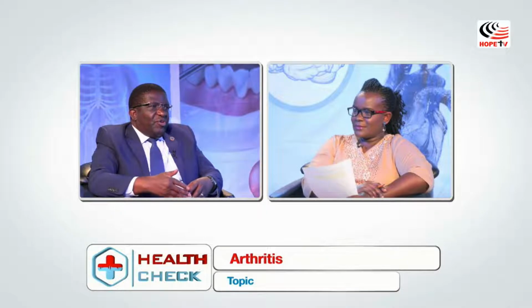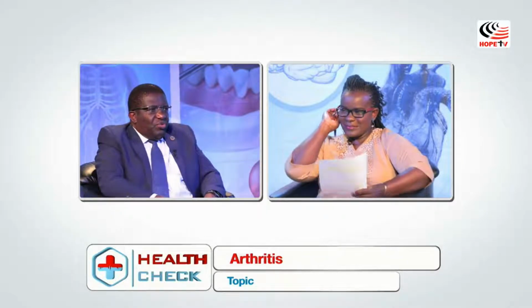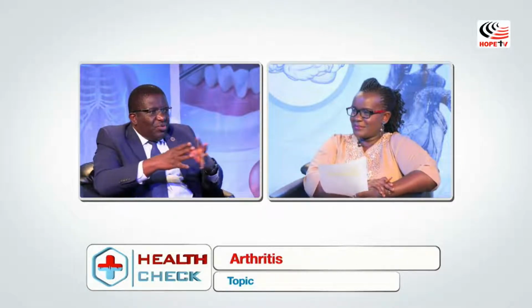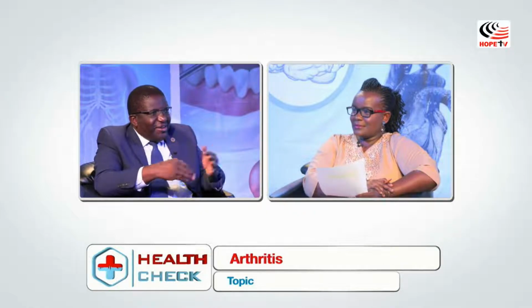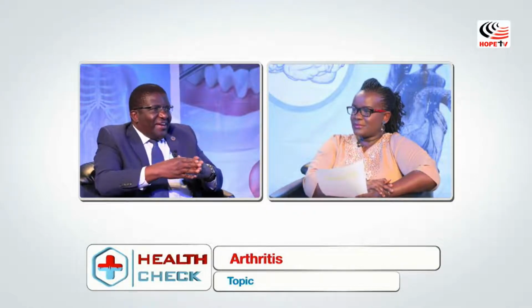What is the gender of the patient? What is the age of the patient? So you take a history from the patient, yes, and you examine the patient. There are those arthritis which are commoner. If somebody comes, for example, a young lady of 20 years, you already know that this one is likely to have rheumatoid arthritis or lupus, those ones. Yes.